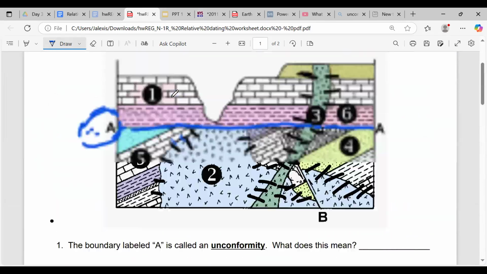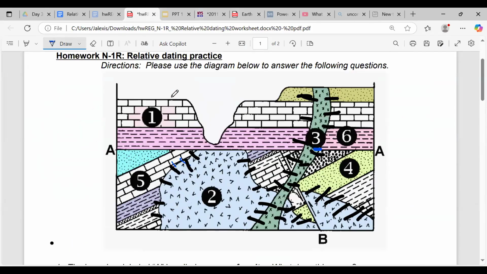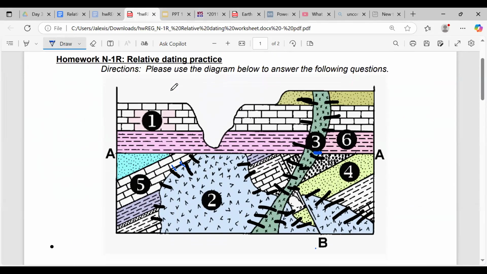So B, 6, 4, 2, 3. Let's take a look. I'm going to highlight it. B6, I'm highlighting in blue, 4, 2, and 3. So what came first? When I'm looking, I'm going to start with the bottom layer, which may possibly be the oldest, right? So I already know 4 is definitely going to be older than 6.